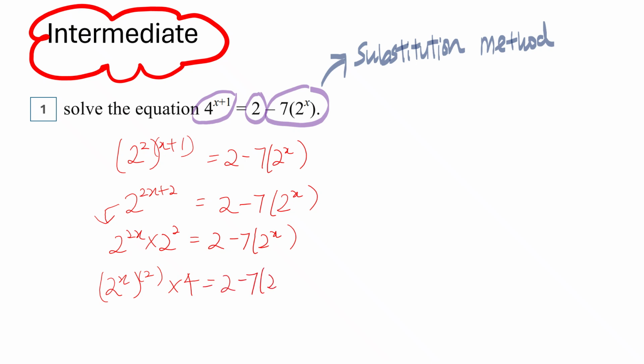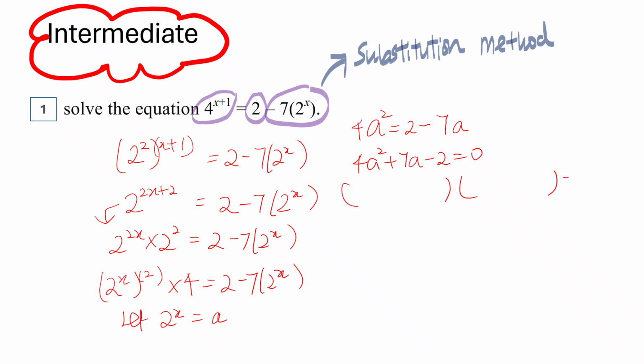So after we have done all this groundwork, you can just let 2 to the power of x be a certain variable. You can choose a, b, c, or whatever, up to you. So you end up getting a quadratic equation, which is a squared times 4 gives you 4a squared equals 2 minus 7a. And you get a quadratic equation where you can just factorize it. Right, so you will have a equals 1/4 or a equals negative 2.